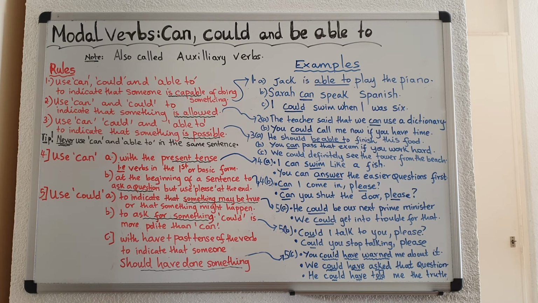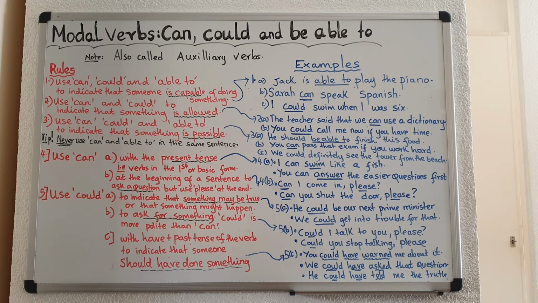The next example, we could get into trouble for that. So once more, you want to show or to indicate or to say that, hey, we need to stop doing that because there is a chance that we might get into trouble. So use could to indicate that something may be true or that something might happen.